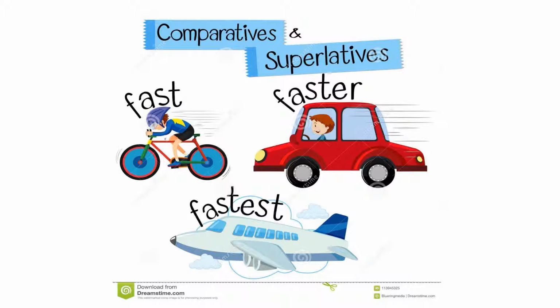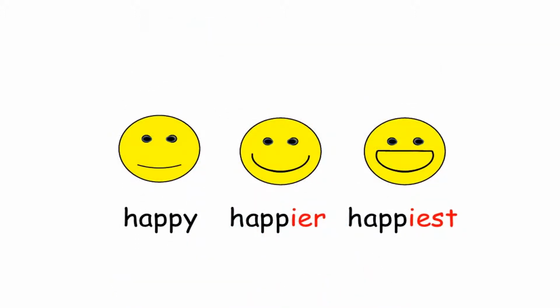Use IER for adjectives ending in Y. For most adjectives that end in Y, we change the Y to an I and add ER. Dirty becomes dirtier with an I. Smelly becomes smellier with an I, and ugly becomes uglier with an I.